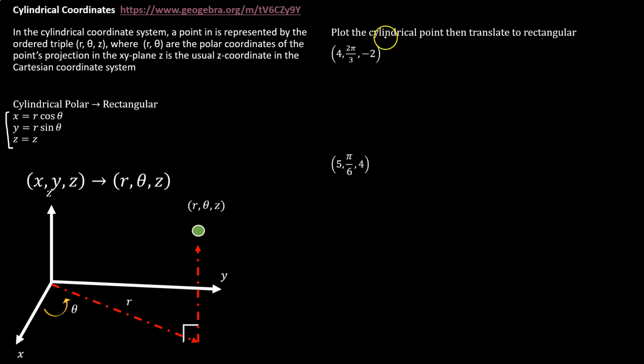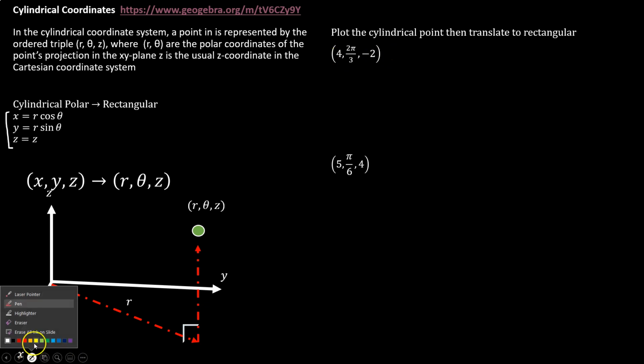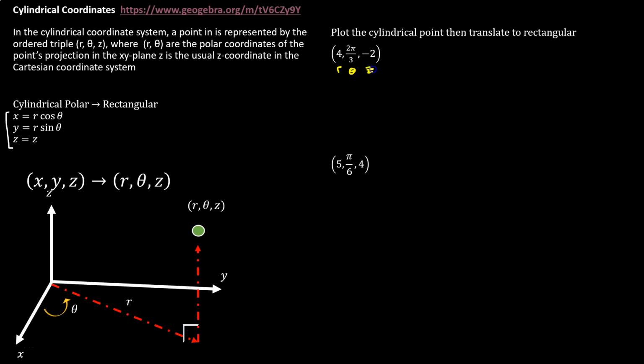Let's practice taking a cylindrical point and then translating it into a rectangular coordinate ordered triple. Now the first thing to do is make sure that we recognize that we're working with r, theta, and z. These are not x, y, z values because we're told that we have a cylindrical point, which means these have to take on r, theta, and z values respectively. Once we know what r, theta, and z are, we can plug them into these conversion equations to find out what x, y, and z are.